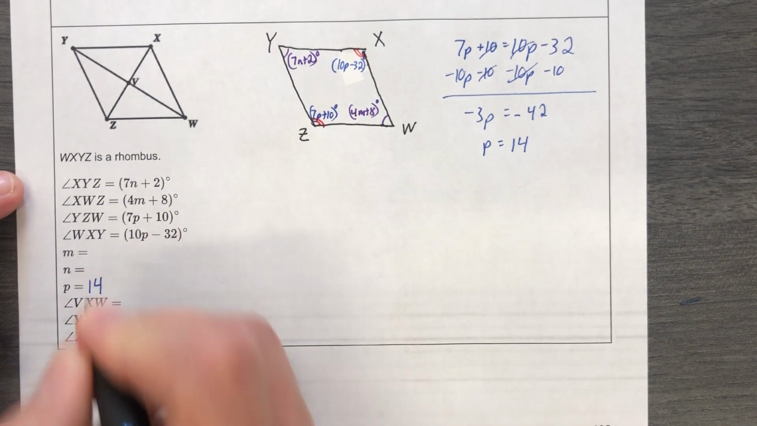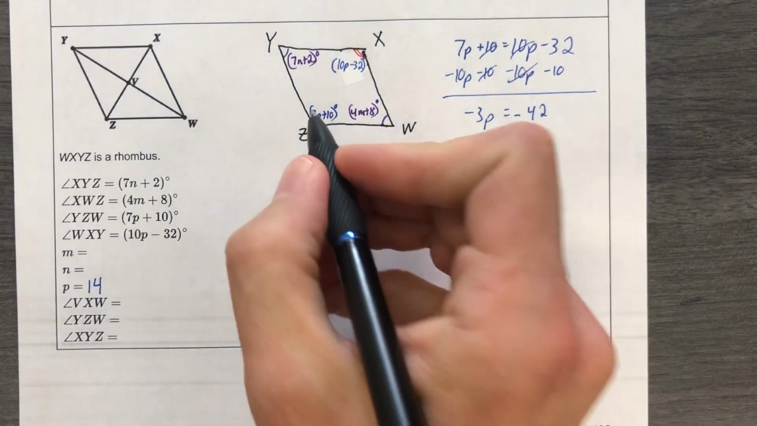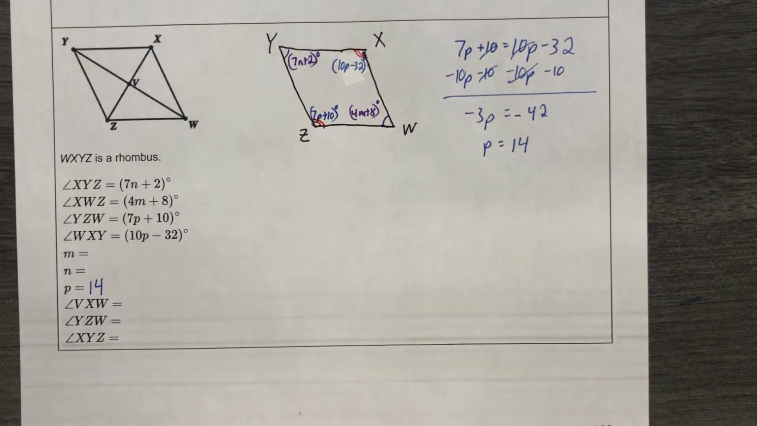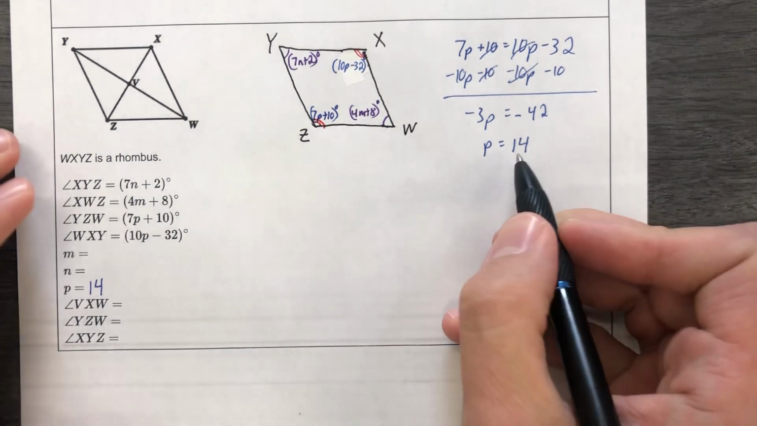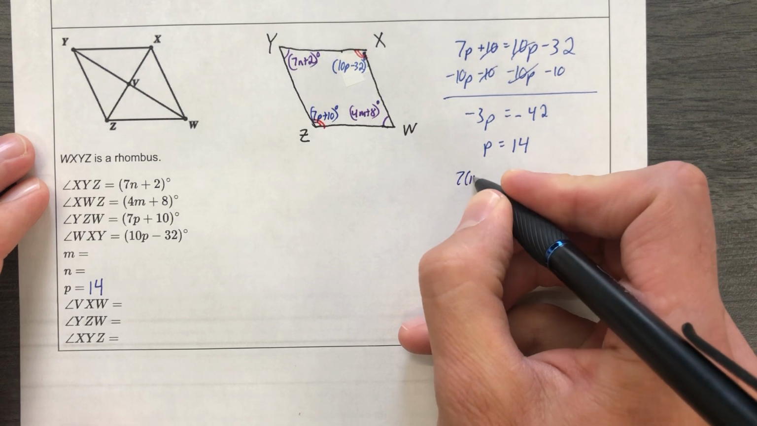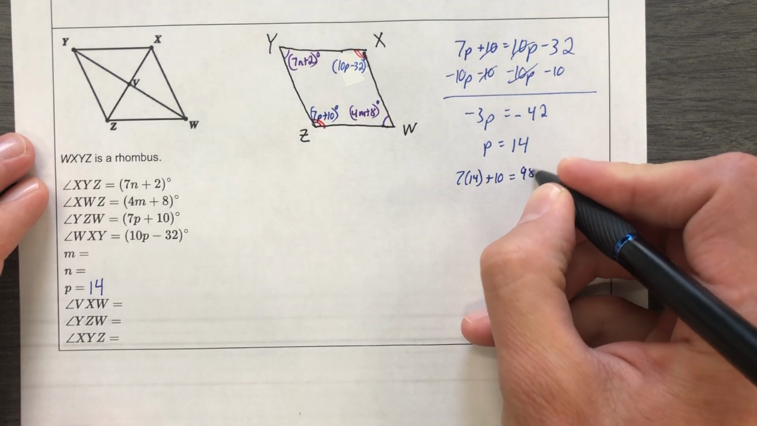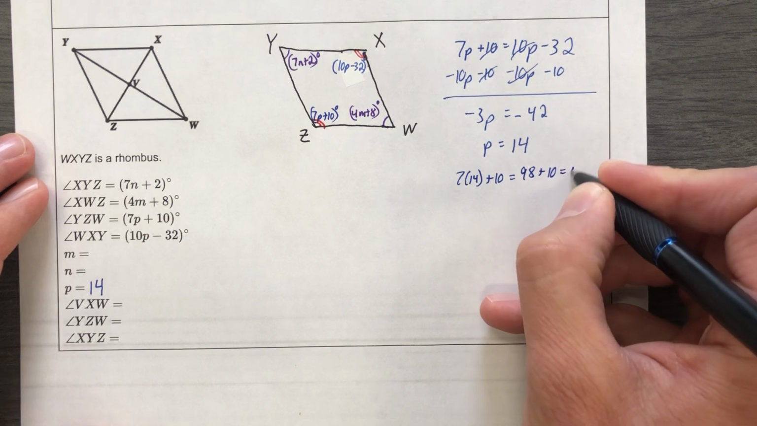Well, now we know one of the answers. P is 14. Now, there's a lot more to find. We still have to find M and N and all kinds of fun stuff. We really don't know how to find them yet. We don't have the information to find them yet. What we could do is plug 14 in right here and figure out what it's going to be. So let's see, 7 times 14 plus 10. Well, 7 times 14 is 98. 98 plus 10, that's going to give me 108.